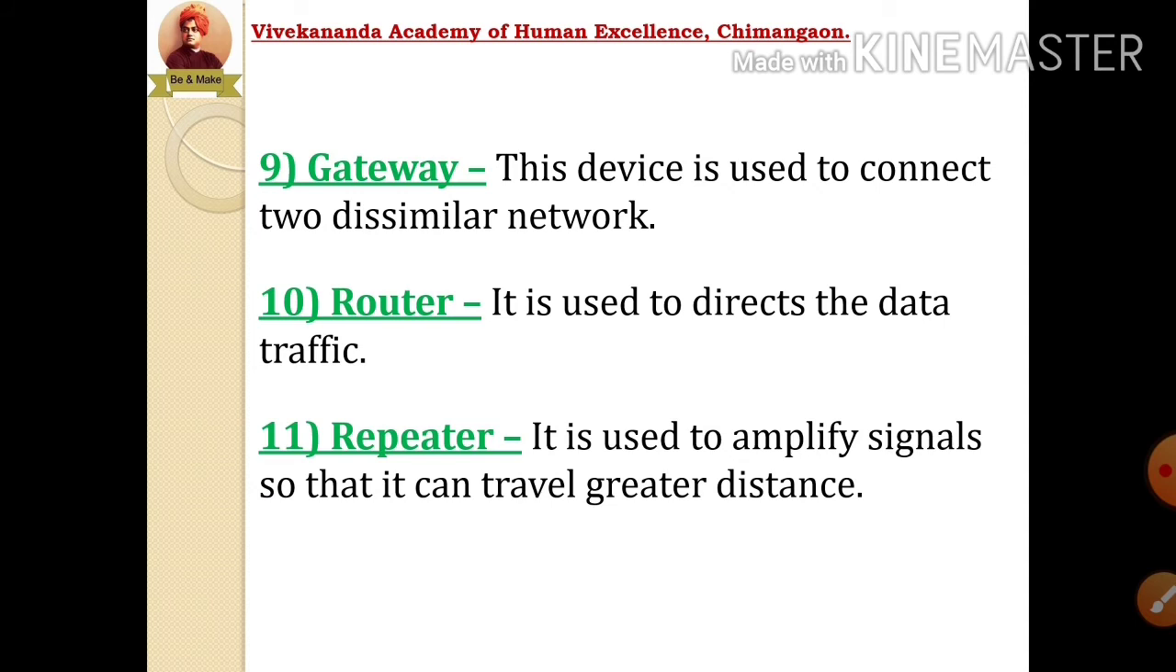Now the use of repeater is that it amplifies the signal so that that signal will travel to a large distance. This is about the network hardware that we have learned to form a computer network. We are going to join many of these devices to form a network.